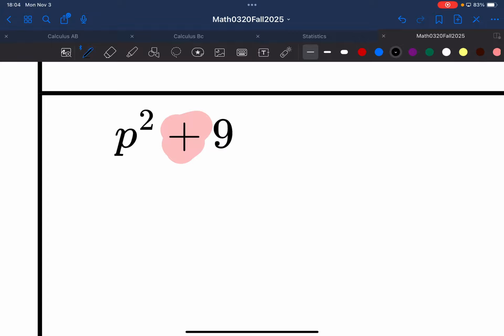Okay, if you see that plus sign, that tells you automatically, even though you can take the square root of p squared and 9, that this is prime. If you see that, automatically you write prime, that's your answer. Again, the reason for that is that there's no way to get a positive 9 without having any middle terms.